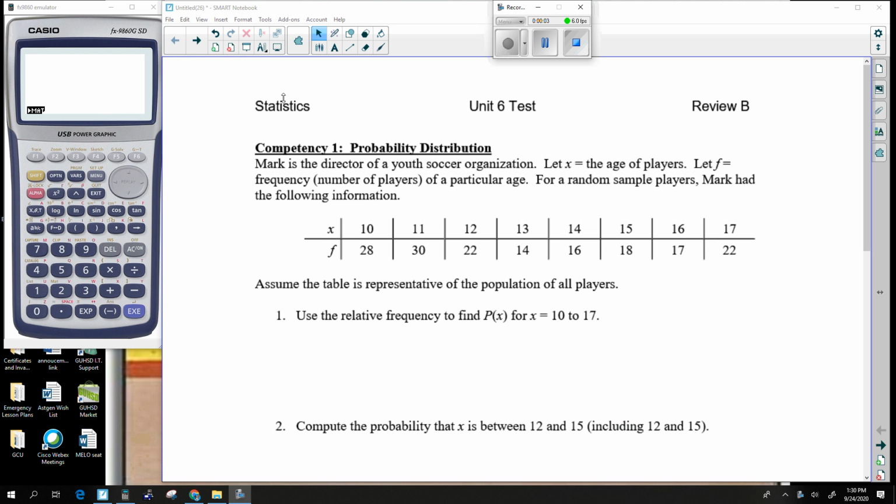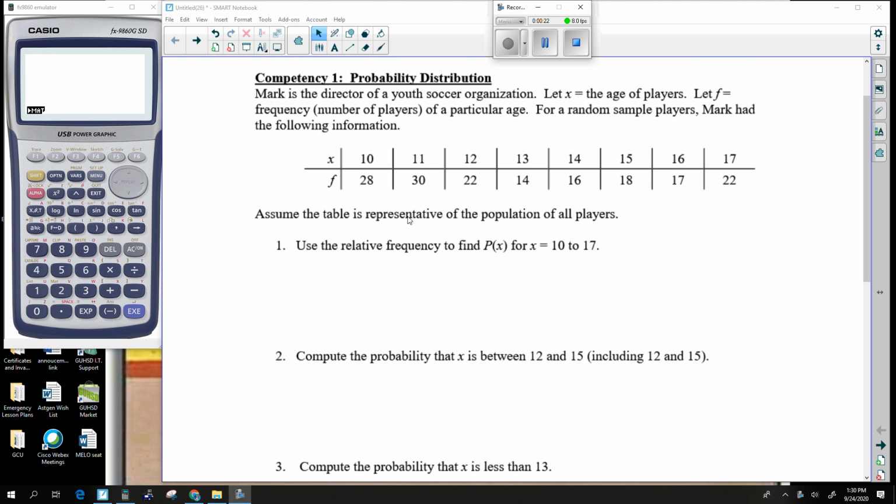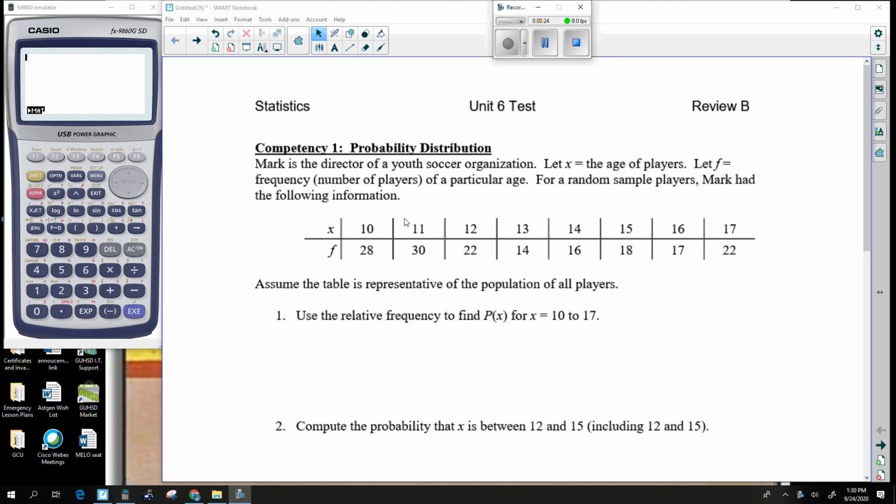Okay, this is our last chance to get to know what we need to know for the test. This is Unit 6, Review B. Again, same stuff, different problems. So we will get this taken care of, and then we would be on to the test itself. So again, we begin with these probabilities right here.